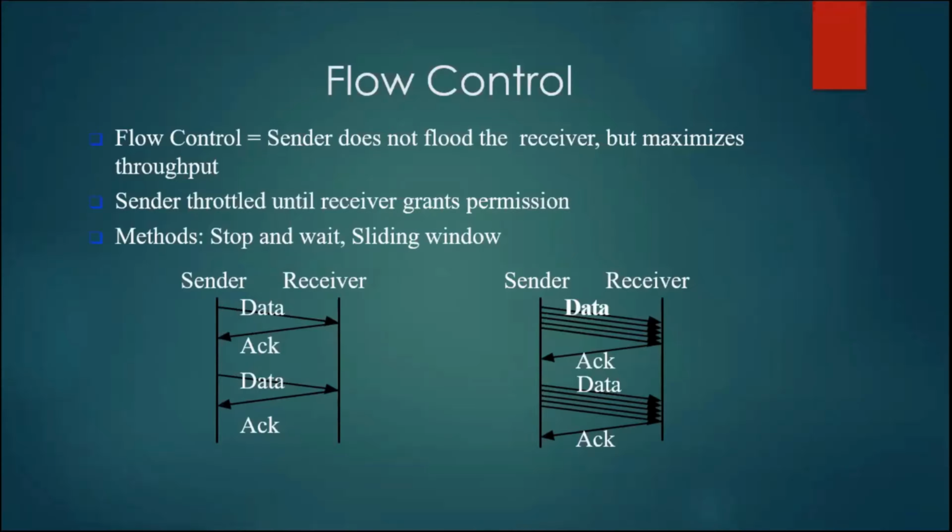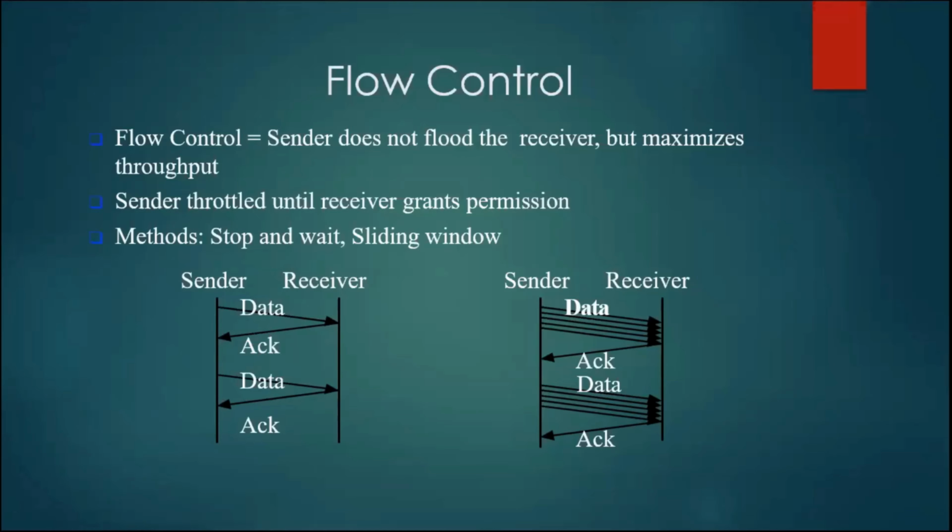Then the methods of flow control are stop and wait, or a sliding window. The first image you see here is the sender and receiver. The sender, I am sending data. I'll stop. I'll wait for acknowledgement. When you acknowledge, I'll send again, and then I'll wait for acknowledgement. It's like stop and wait.